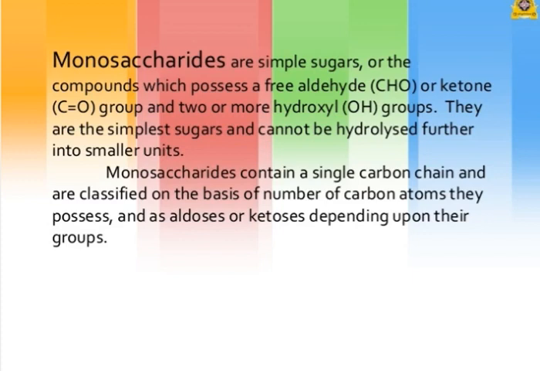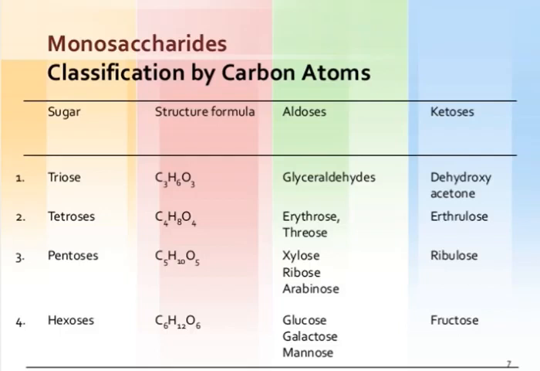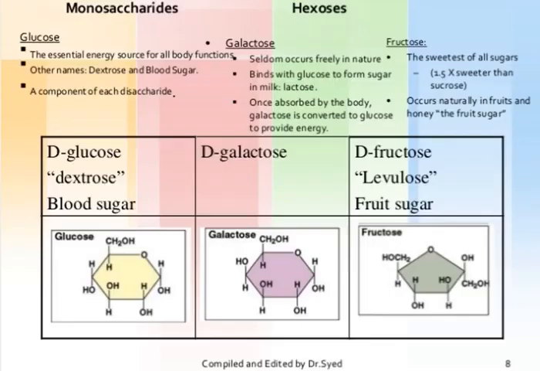The next monosaccharide classification: triose, glyceraldehyde, C3H6O3, then tetroses C4H8O4, then pentoses C5H10O5. These are the different classifications by carbon atoms. Then monosaccharides: glucose, the essential energy source of body functions. D-glucose, dextrose, blood sugar, glucose, galactose and fructose are examples of monosaccharides.